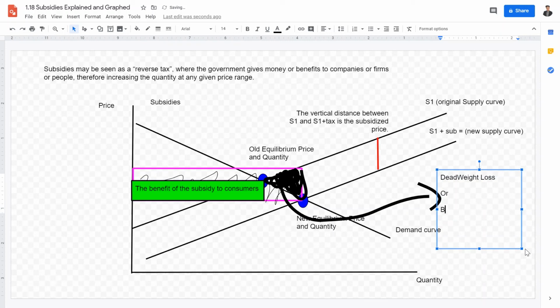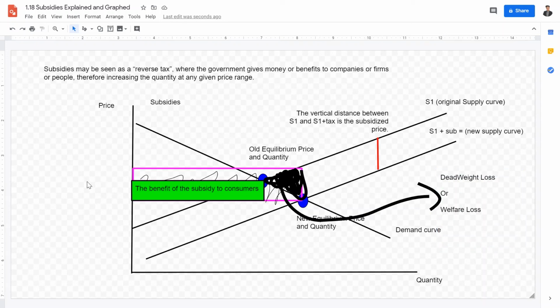Or for some people, they call it the welfare loss. The triangle at which the new equilibrium point, with the vertical subsidy connected to the old original supply curve, forms this triangle right here. This triangle refers to the welfare loss and the deadweight loss of the subsidies. So this is the graphic form of subsidies. We also explained what a subsidy is: a government handing out money to firms and producers.